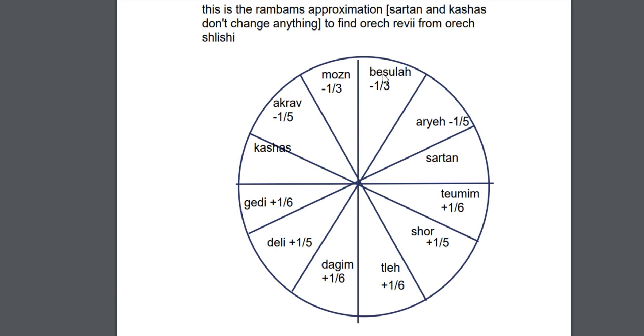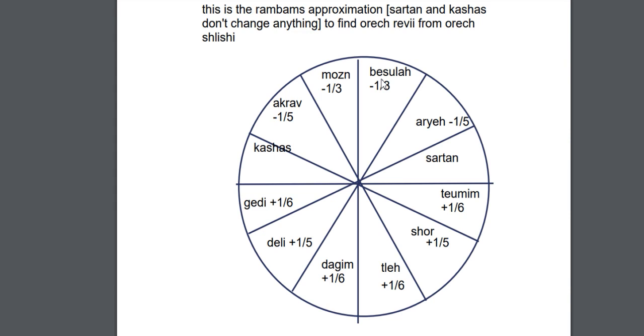Basula, it's a huge jump, a third. So in the same story, let's say the sun and the moon are both in Basula. What we do is, let's say again the same example, the orech hashlishi is 15.